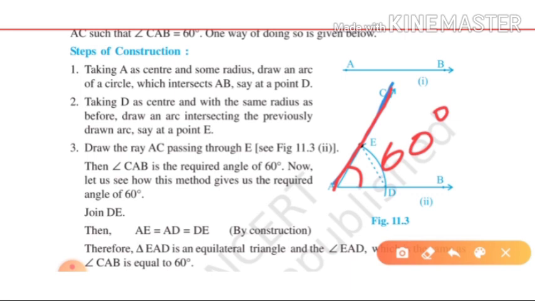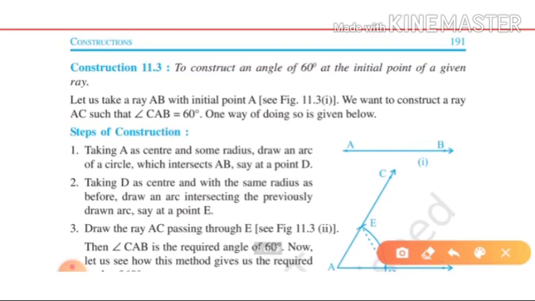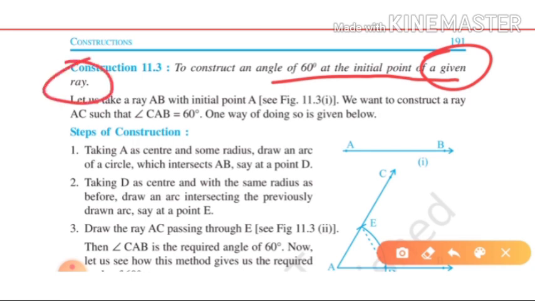This is the way we have to draw 60 degrees at any given point of a given ray. Okay, thank you. Next we'll head on to the exercise.